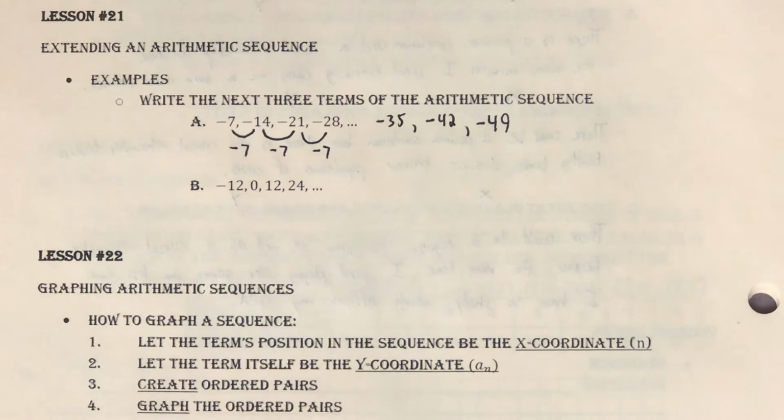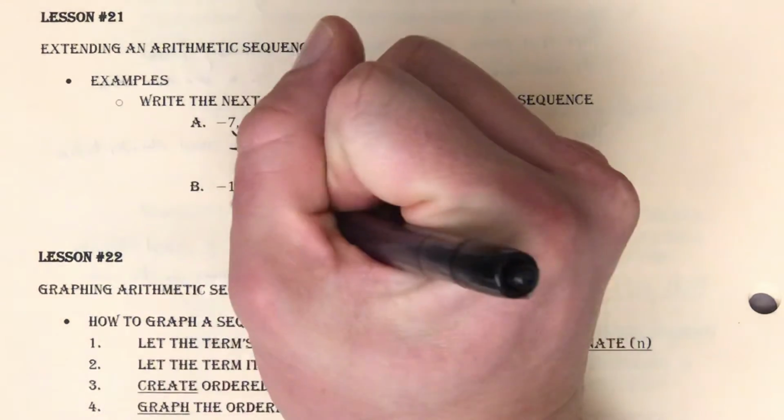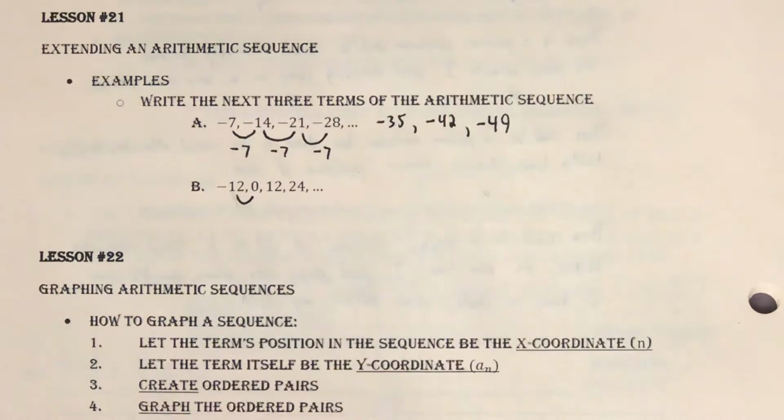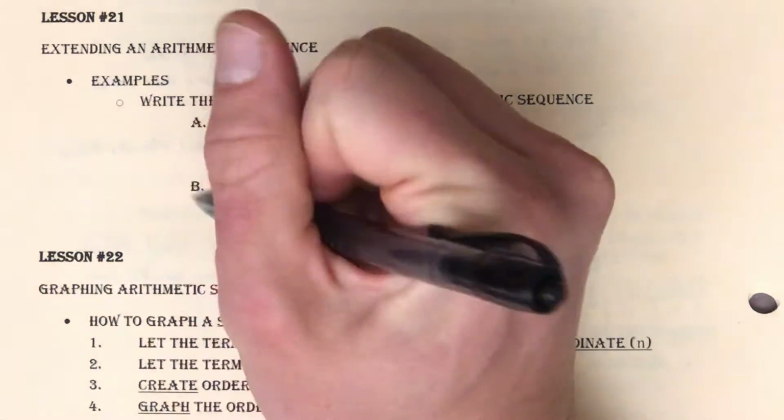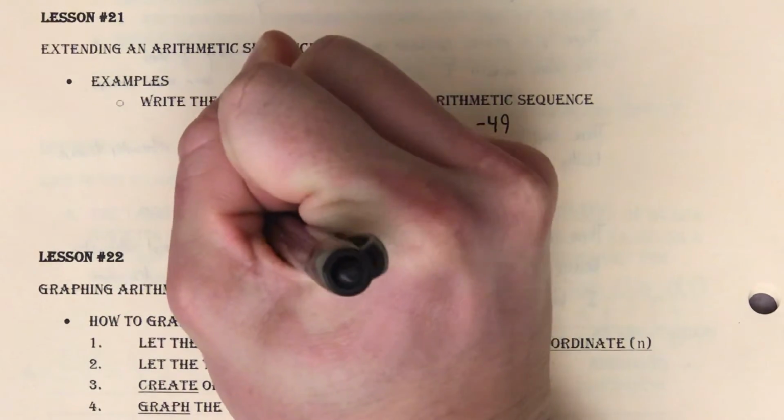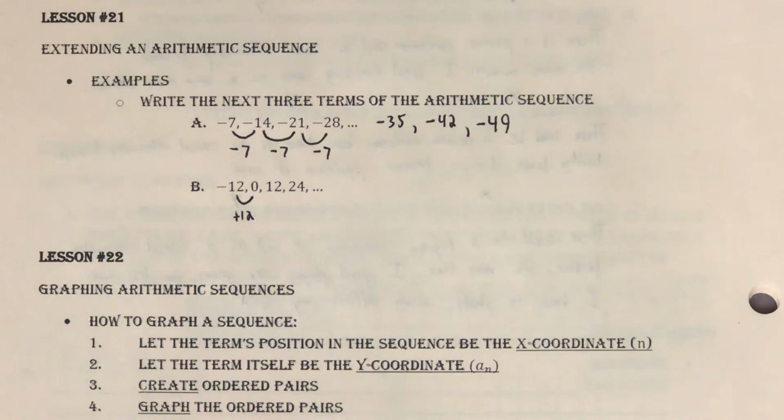I'd encourage you to try example B on your own, then check your answer with mine. Example B says -12, 0, 12, and 24, and they want us to write the next 3 terms. Again, figure out what's going on from one term to the next. From the first to the second, I started at -12, and now I'm at 0. The only way that could happen is if they added 12, because -12 plus 12 is 0.